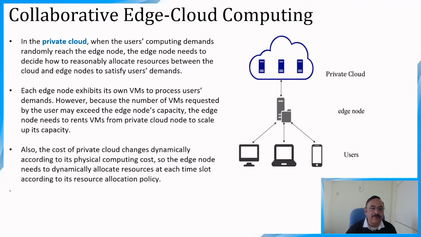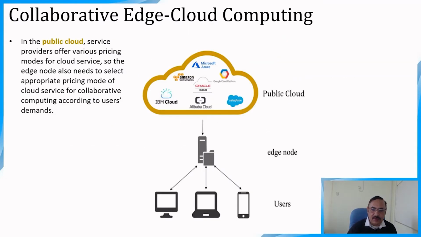Also, the cost of the private cloud changes dynamically according to its physical computing cost. So, the edge node needs to dynamically allocate resources at each time slot according to the resource allocation policies. Now, in public cloud, the service provider offers various pricing modes for cloud service.